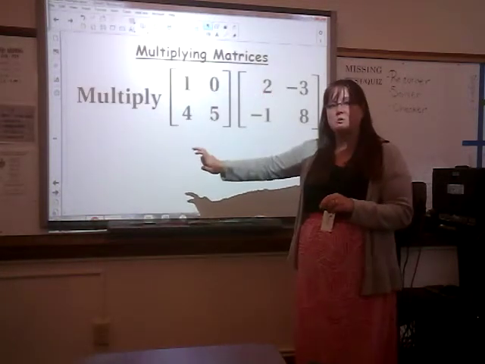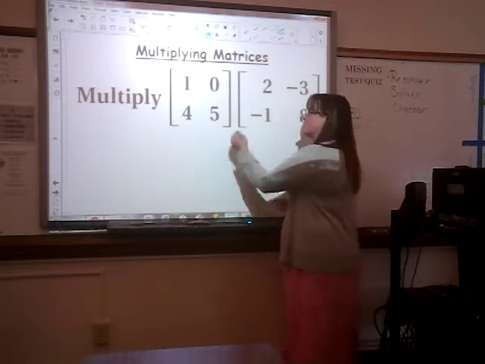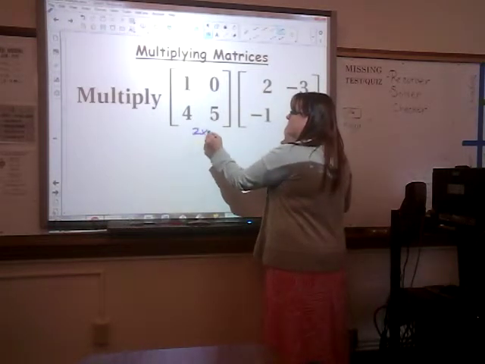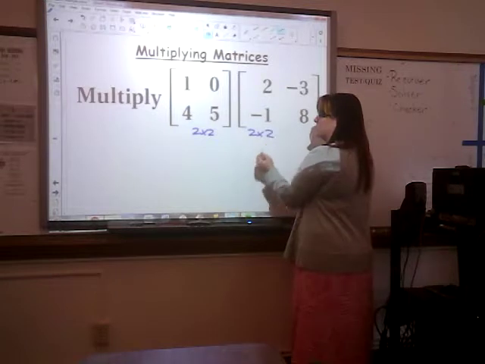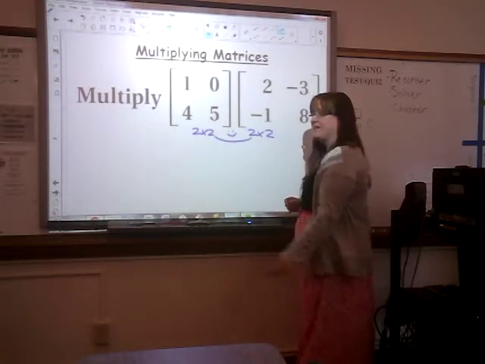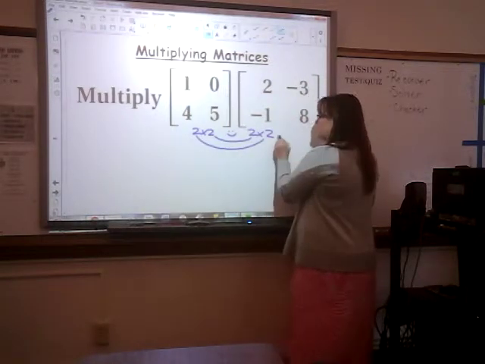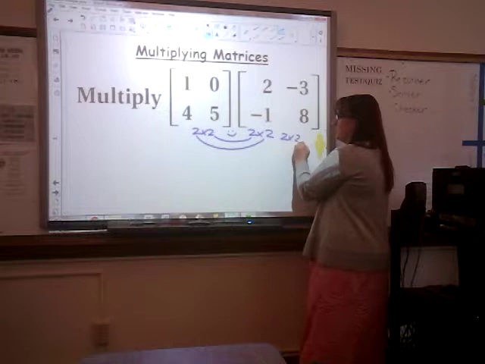Okay, so let's practice multiplying this one. So you have the two matrices, and remember what I do is I check. This is a 2 by 2. This is a 2 by 2. So I check the innies. They do multiply. Then the outies tell me what my new matrix is going to be. So my new one is going to be a 2 by 2.